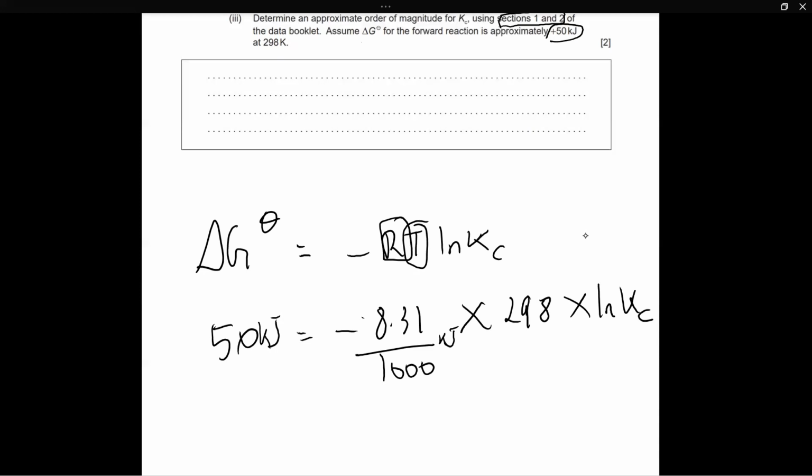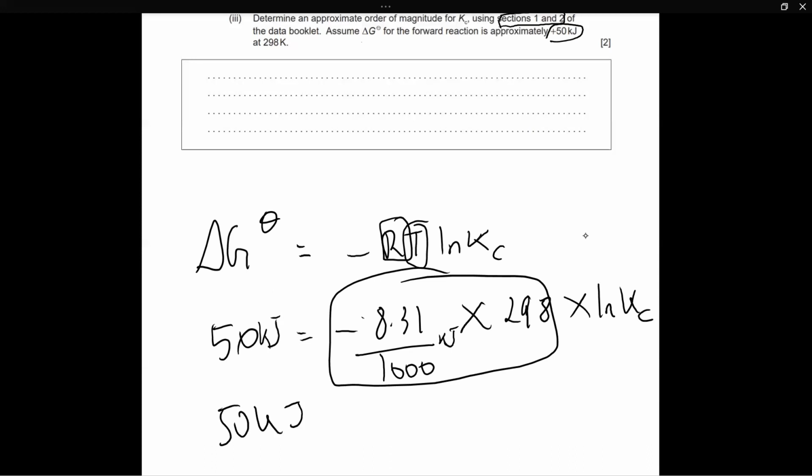And now it'll be easy to solve this. And of course, you can use your calculator in paper 2. So the very first thing you need to do is just multiply these together. What do you get? Let me just do that on my calculator. So when you multiply those together, you get negative 2.47638 times ln of Kc.